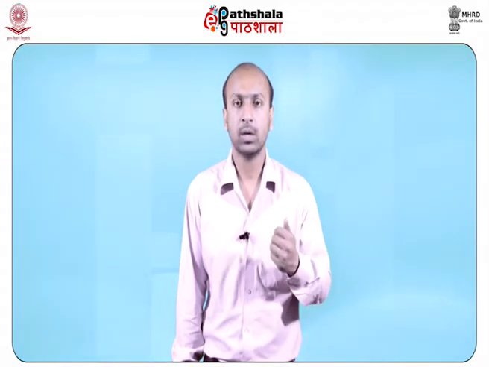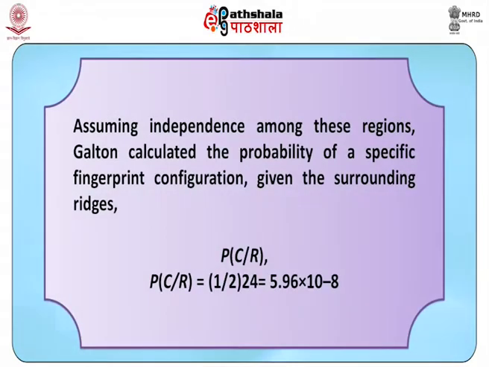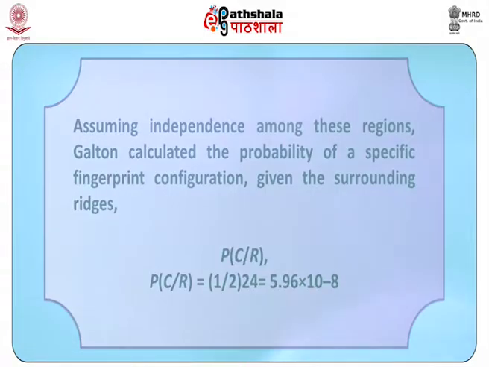The total area of a complete fingerprint was estimated to consist of 24 such square regions. Assuming independence among these regions, Galton calculated the probability of a specific fingerprint configuration given the surrounding ridges, P(C|R), using the equation P(C|R) = (1/2)^24 = 5.96 × 10^-8.